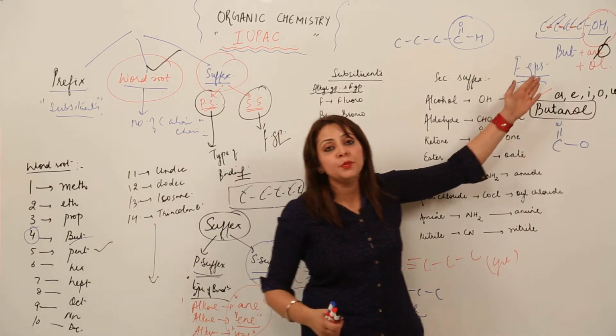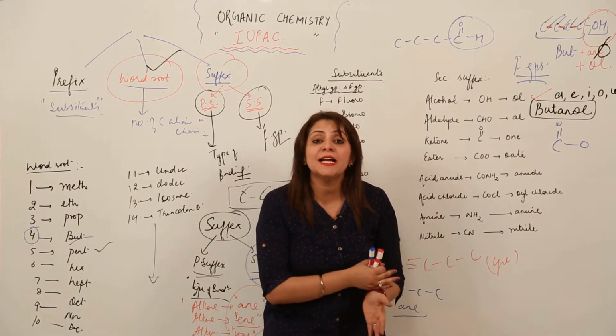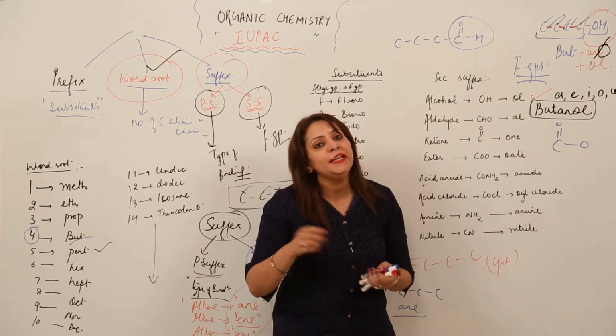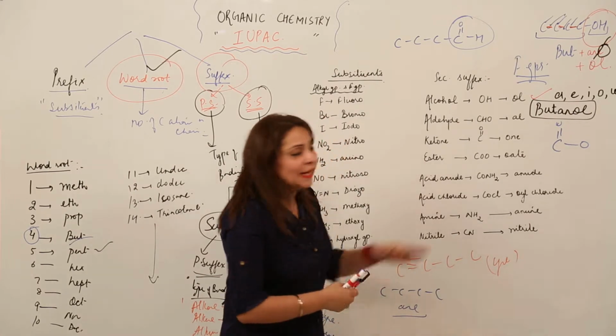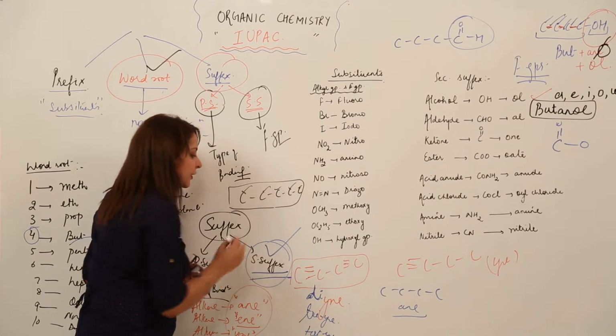So this is the important rule: when we are attaching the secondary suffix to the primary suffix and it starts with a vowel, then you have to drop the E of the primary suffix, right? I think you got it now. Now we have already done with the secondary suffix, right?